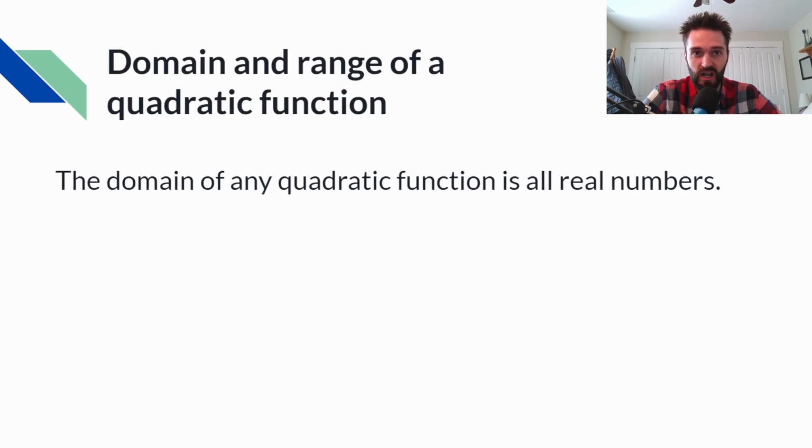Next, let's talk about the domain and range. The domain of any quadratic function is all real numbers. It's -infinity to +infinity. We can plug any number we want into the quadratic function. So it's all real numbers except for when the problem states that the domain is restricted. For example, if the independent variable is time, often we restrict that domain to positive numbers, right? It only makes sense to have positive time. So when we're working on word problems, let's just pay attention to domain restrictions if there are any. Otherwise the domain is all real numbers.